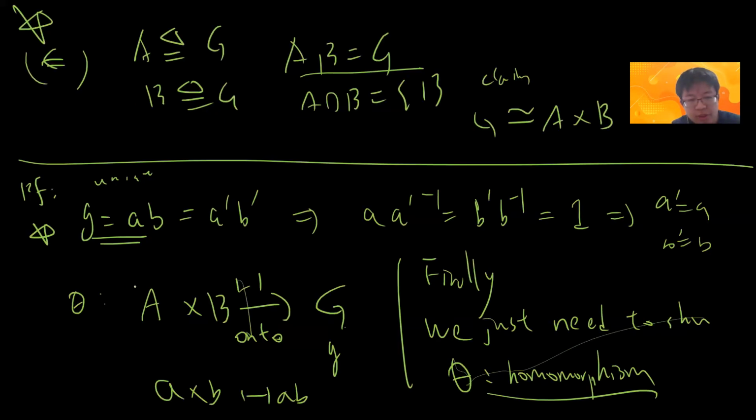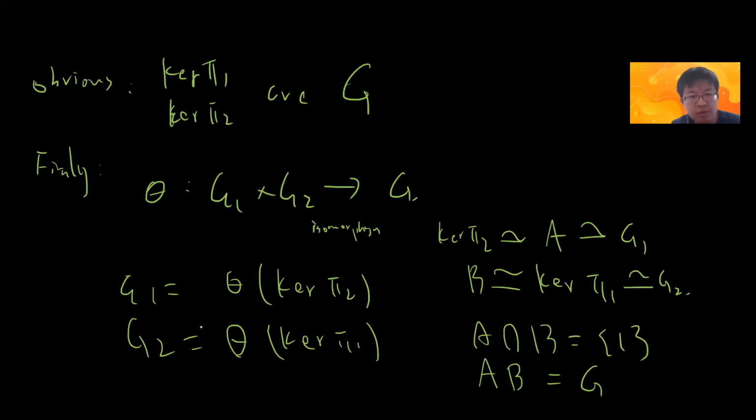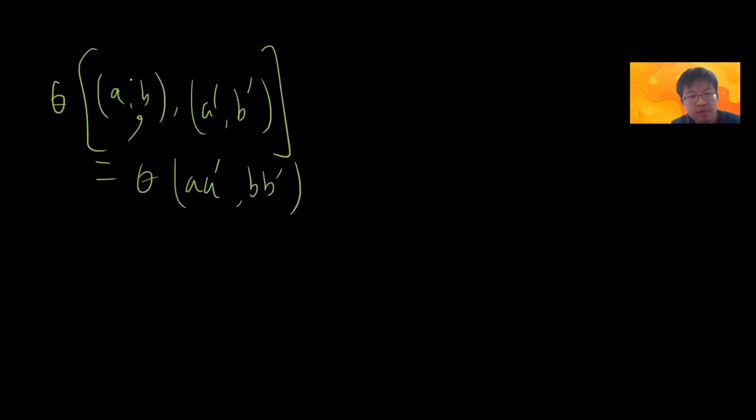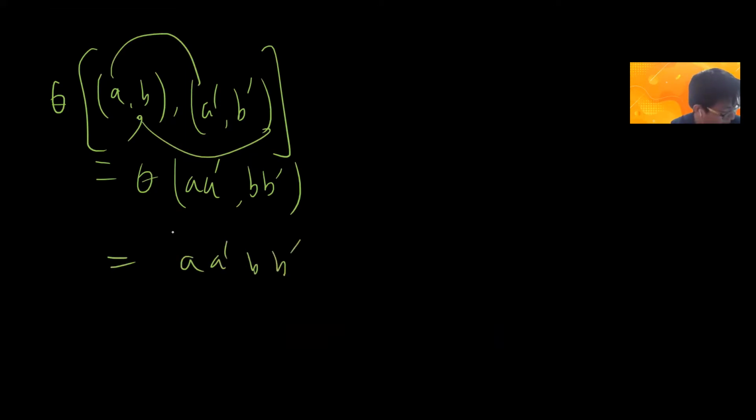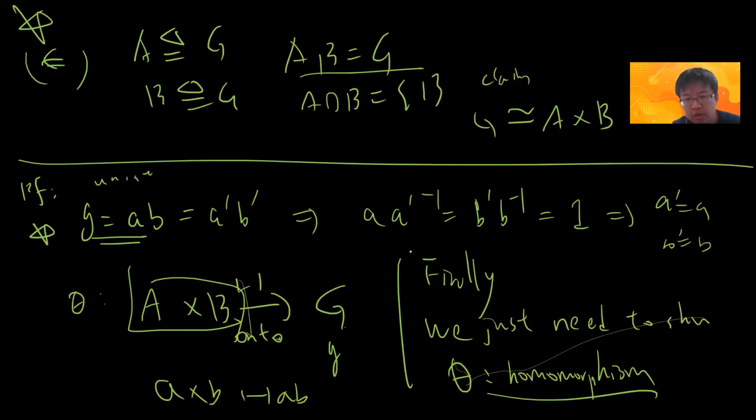Hopefully this is easy for you. If you start from (a, b) and (a', b'), and apply theta, it's basically theta of (a a', b b'). This is the definition of the group operation in the product A times B. So by my definition, this maps to a a' b b'.